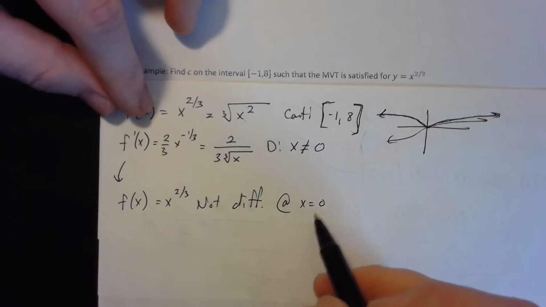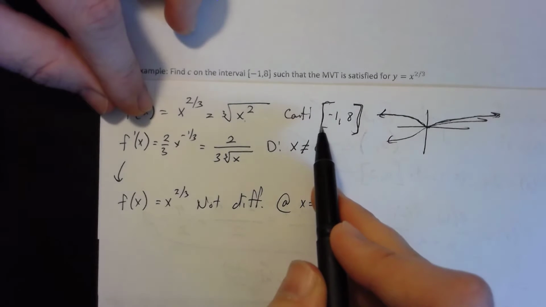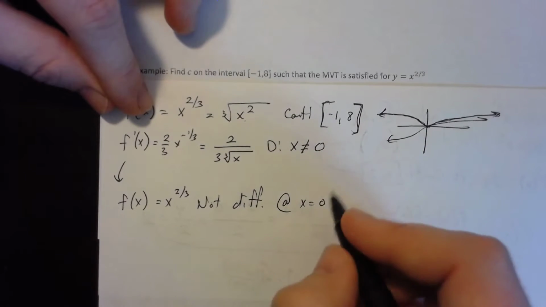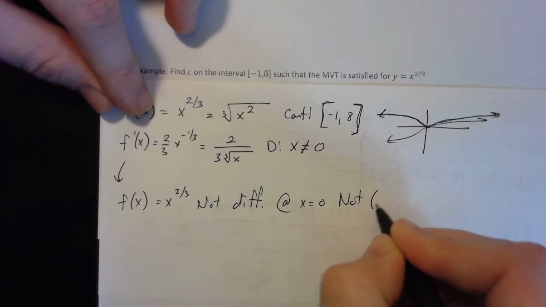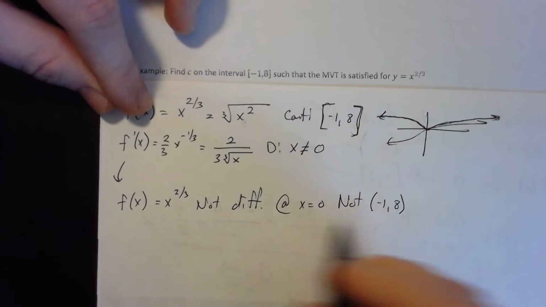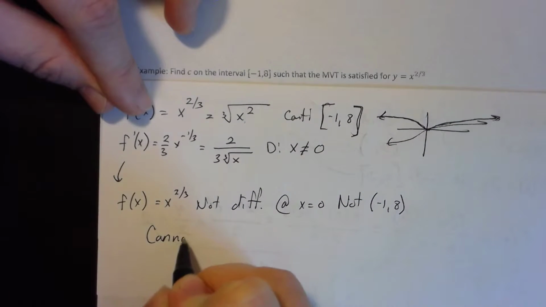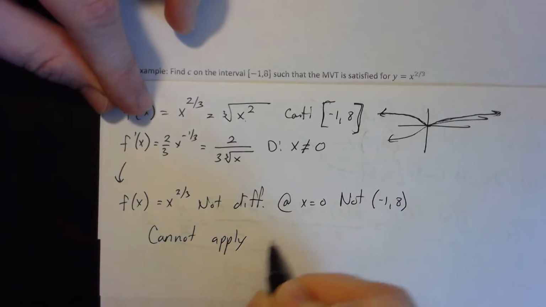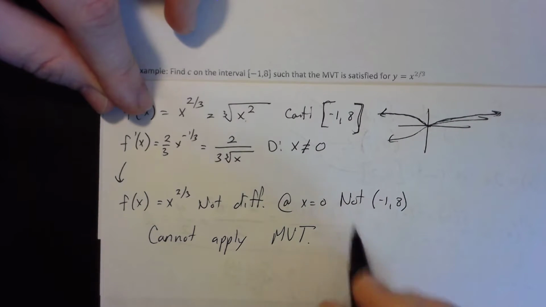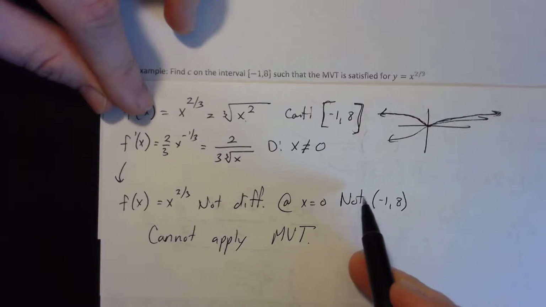This leads me to state that because its continuity is from -1 to 8, but its differentiability is not from -1 to 8, then we cannot apply the mean value theorem. Again, we must have those two circumstances to first be able to apply it.